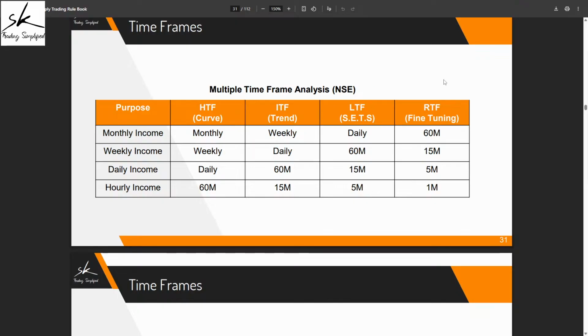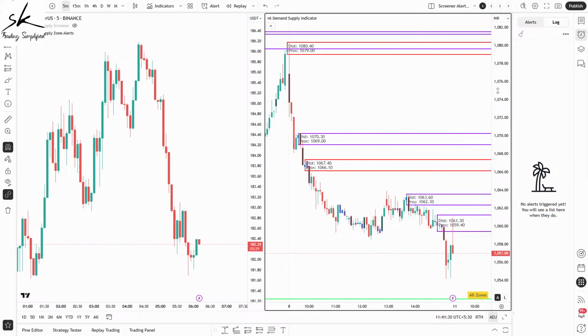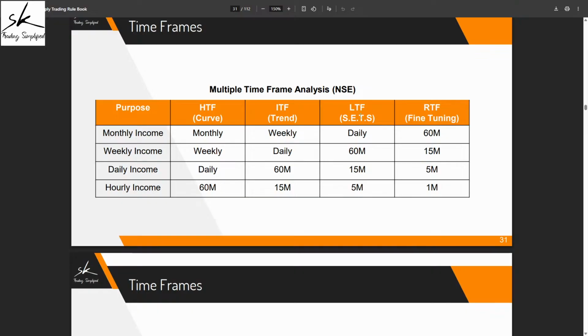In fact, just give me a second. Let me increase the volume so that in case we get some alerts, I'll get notified. Let me just check. Did we get an alert? No, not as of now. Perfect. So what are the rules for the gaps?